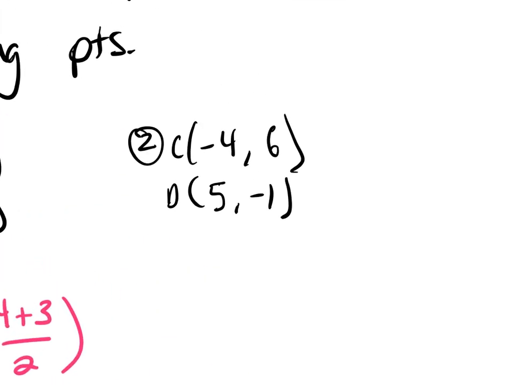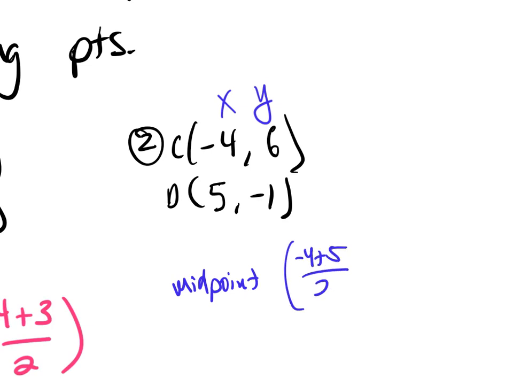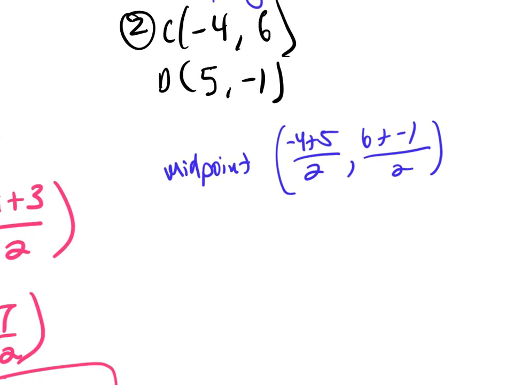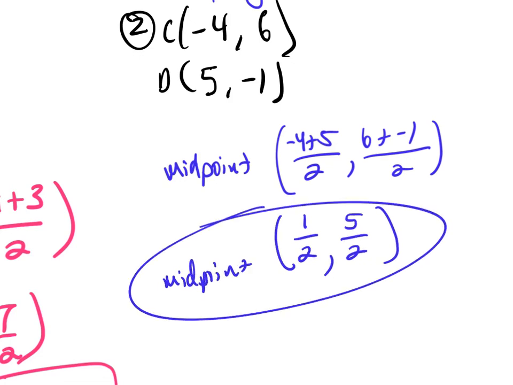Same thing for number 2. Here's my x's, here's my y's. So my midpoint, I take my x's and I add them together. So negative 4 plus 5, and then I divide by 2. I take my y's and I add them together. I get 6 plus negative 1, divide by 2. Negative 4 plus 5 is 1, so I have 1 over 2. And then 6 plus negative 1 is 5, so 5 over 2. And neither of those simplify to any nice pretty whole number, so you can just leave it just like that.